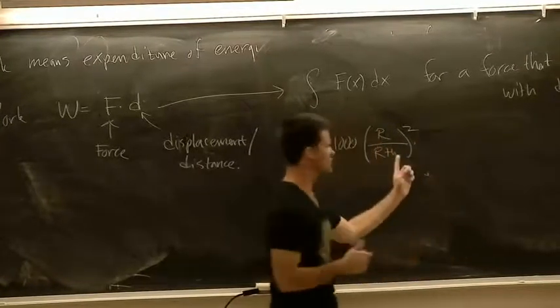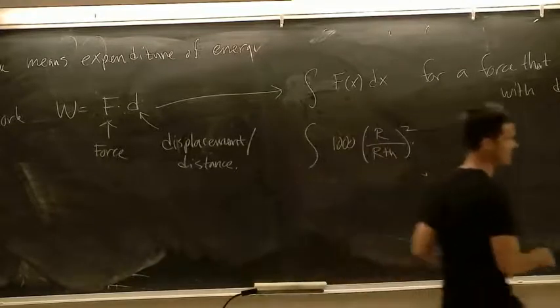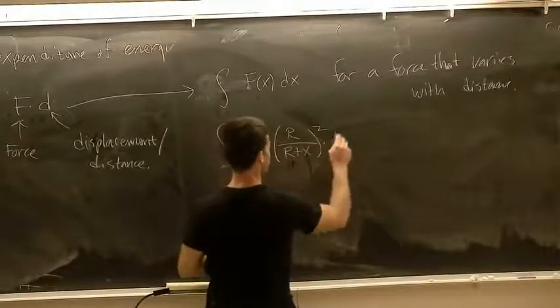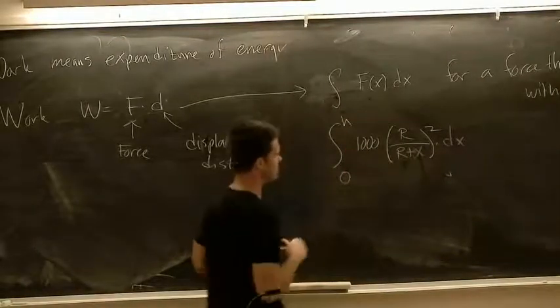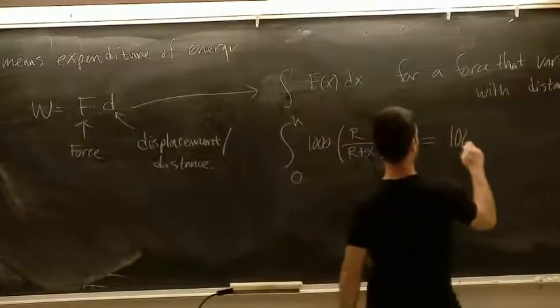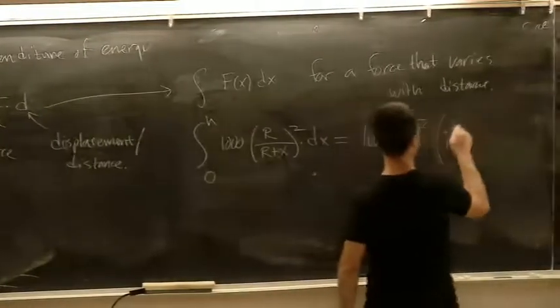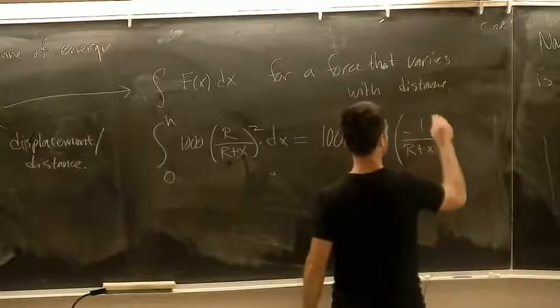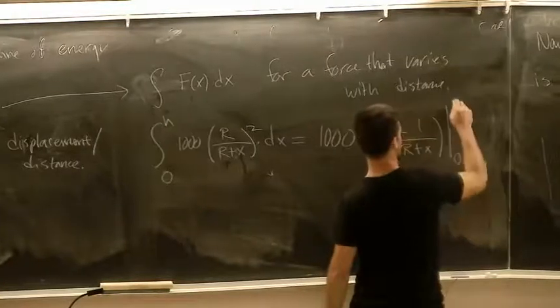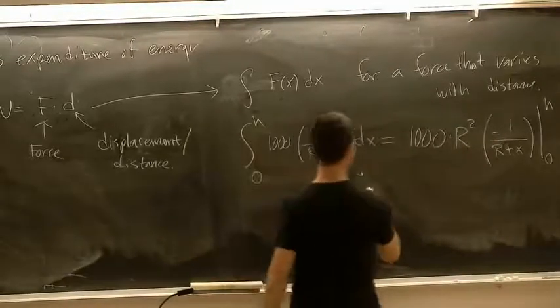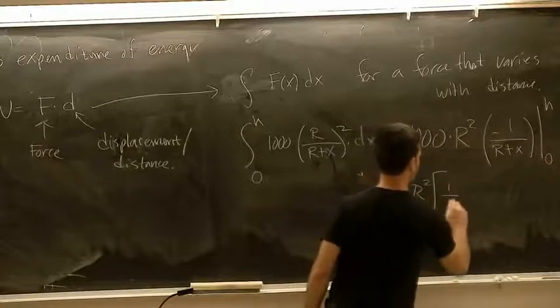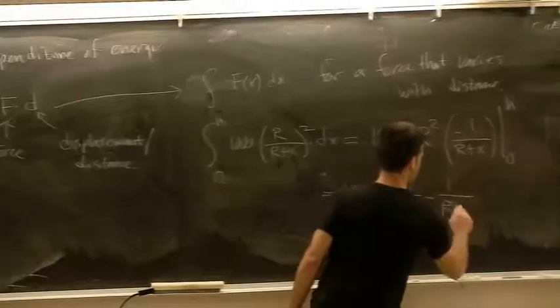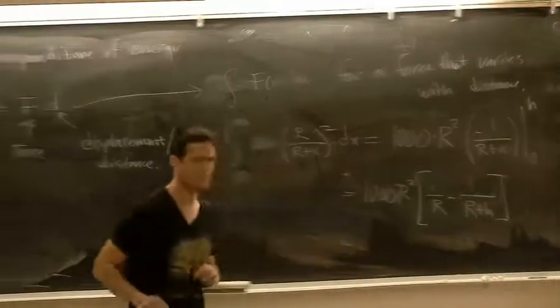And I was using h. Maybe I should use x here. Let's call it x instead of h. Here, let's use the letter x, as x goes from 0 up to h. Okay? So I can do this integral really fast. It's 1,000 R squared times negative 1 over R plus x, as x goes from 0 to h. So I get 1,000 R squared times 1 over R minus 1 over R plus h.